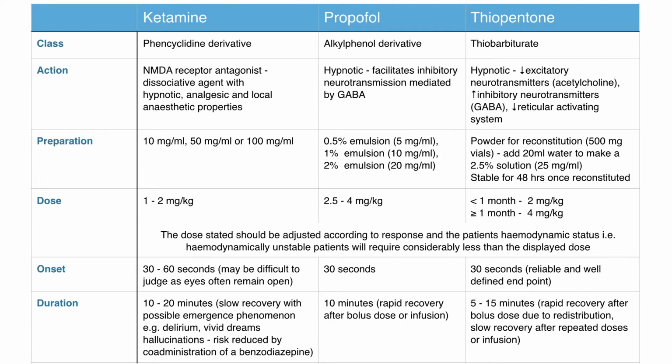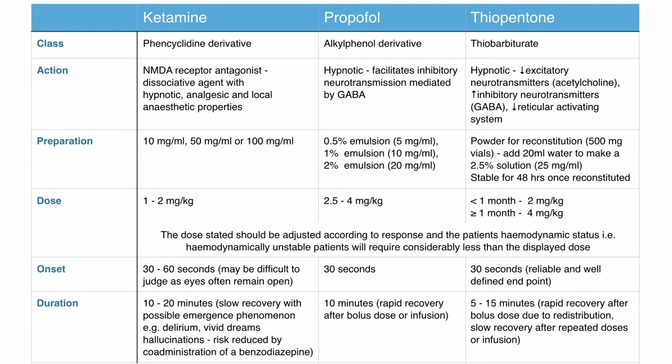Going on to look at propofol. Propofol is an alkyl phenol derivative which causes hypnotic effects by facilitating inhibitory neurotransmission mediated by GABA. It's available in a 0.5, 1% or 2% lipid emulsion, and the most common one used is a 1%, 10 milligram per ml solution for induction of anaesthesia.